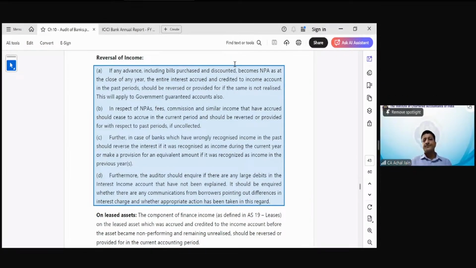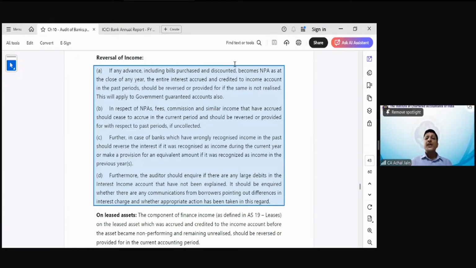Everyone clear? Okay. Now, in respect of NPAs, fees, commission, and similar income that have been accrued should cease to accrue. And if those are uncollected, those need to be reversed. Banks which have wrongly recognized income in the past should reverse the interest that was recognized during the current year or make a provision.